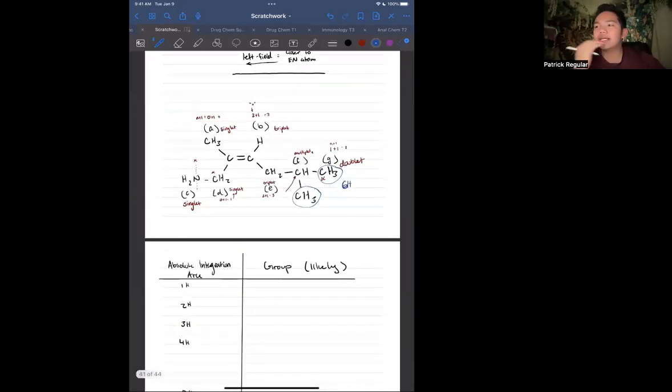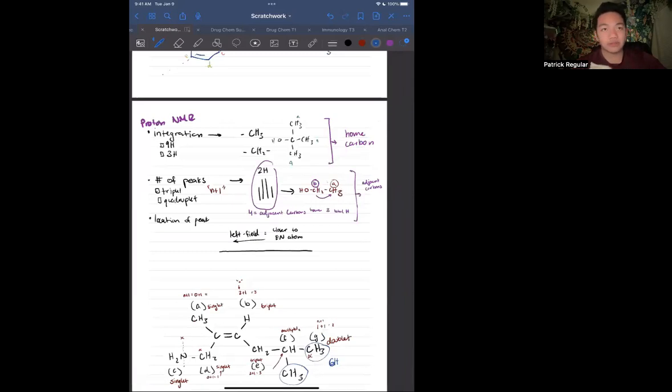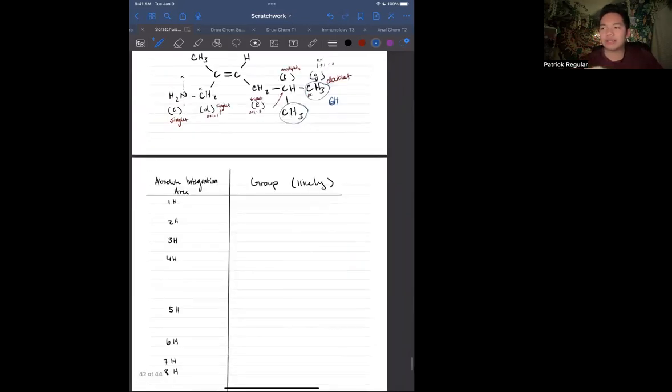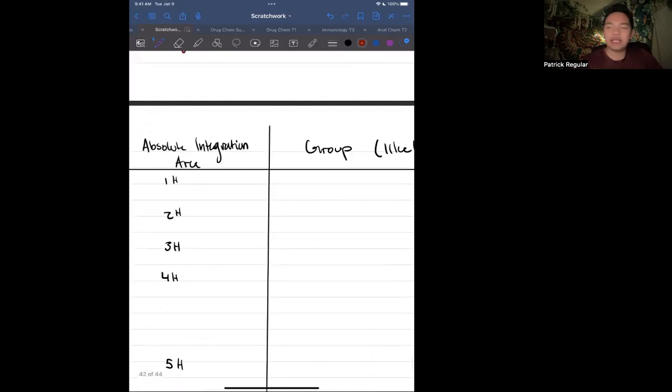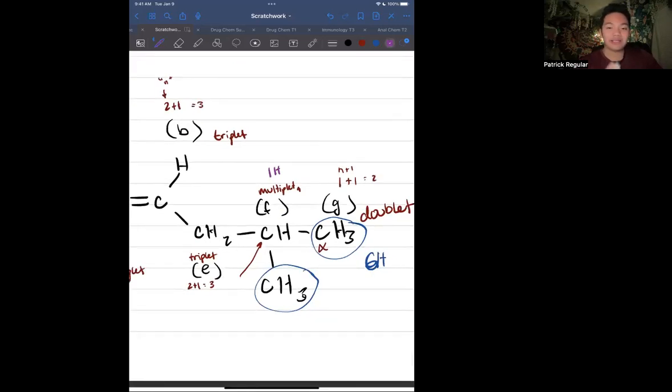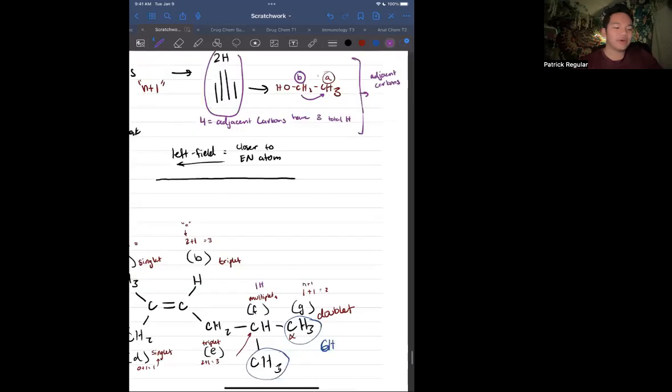So now let's bring it back to the integration. The integration is the area under the curve, and most of the time it will give it to you. Like in problem set 8, it gives it to you like a 4H or a 9H or a 3H. So I'm going to show you the common things we'll see. If you have a 1H, that's really easy. That's usually going to be a methine group. And that's what we see right here. This multiplet right here would be a 1H integration, because that carbon only has one hydrogen. That's a feature of methine carbons.